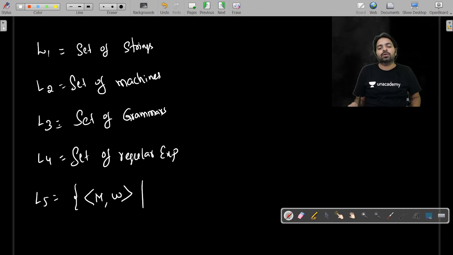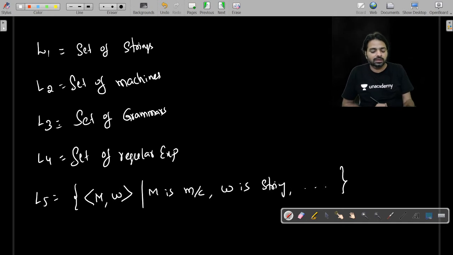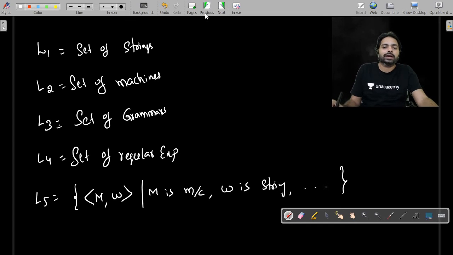Even I can have something different, like a pair where the first one is M and the other is W, where M is some machine and W is some string. I have a particular condition there. That's okay. Look at what a language is and what a problem is.